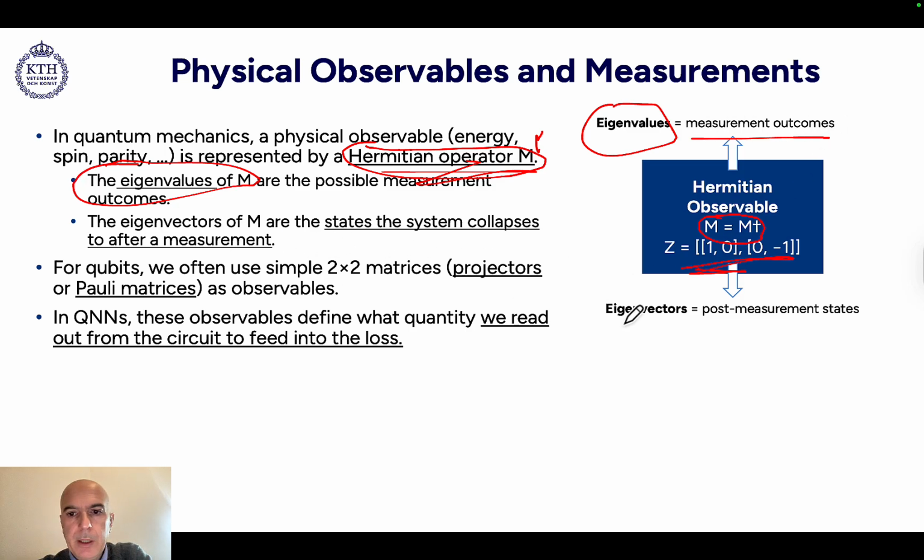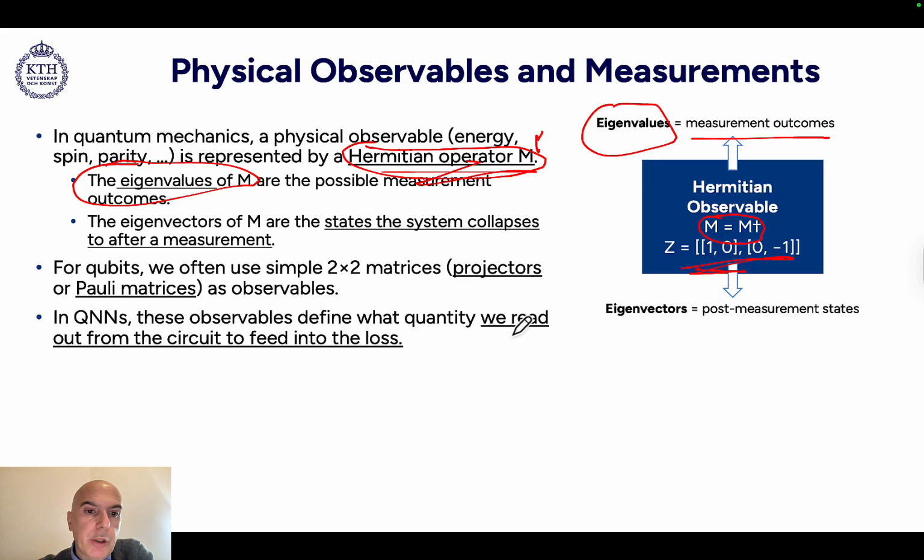The second outcome of this Hermitian observable are the eigenvectors associated with the eigenvalues. And these are just the post-measurement states, the states the system collapses to after measurement.